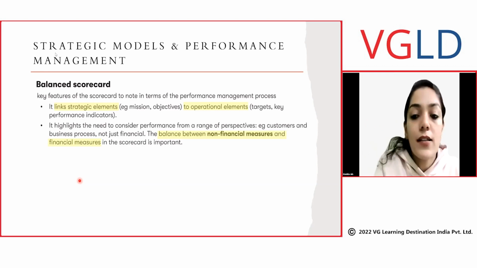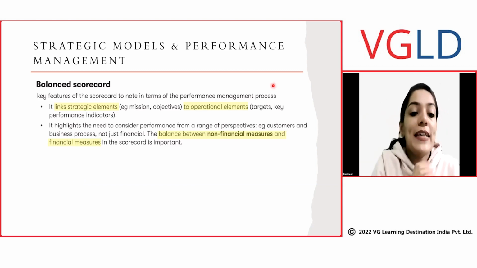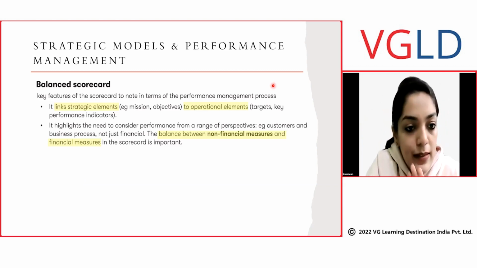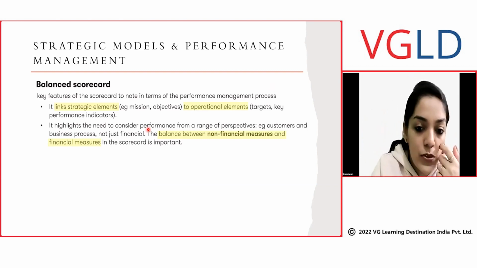Okay. Let's start this topic, balanced scorecard. Key features. There are 4 quadrants in a balanced scorecard, like we studied for the BCG matrix. Similarly, there are 4 quadrants in a balanced scorecard. Let me show it to you first.